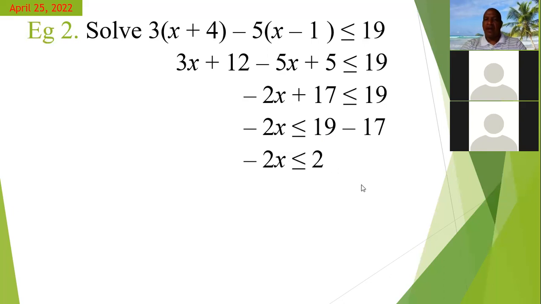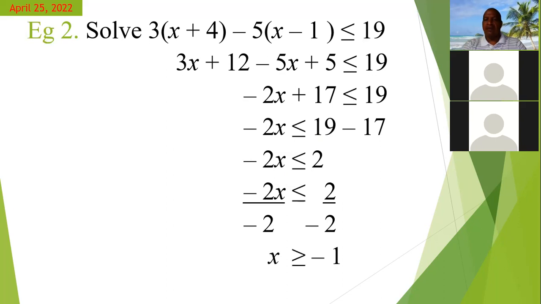All right, now we need to divide both sides by -2. And so if we divide both sides by -2, we have to flip around the inequality symbol. So your answer should be x is greater than or equal to -1. All right, so what would be the values for x?